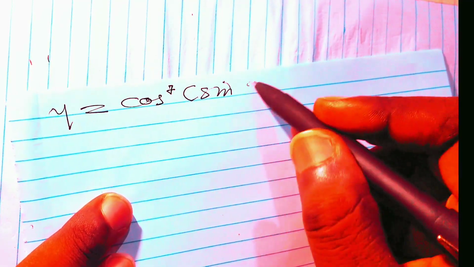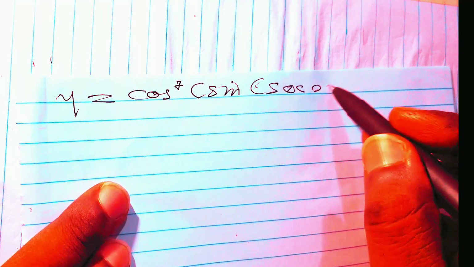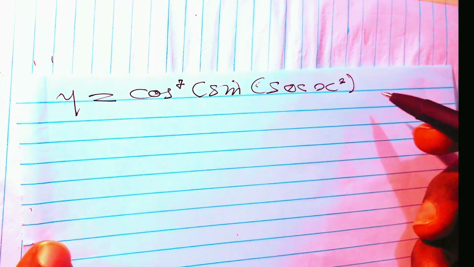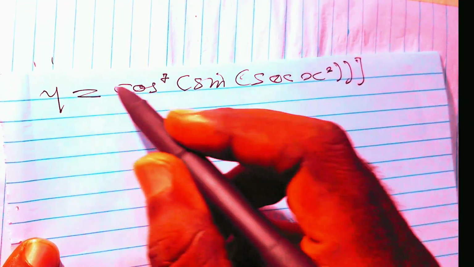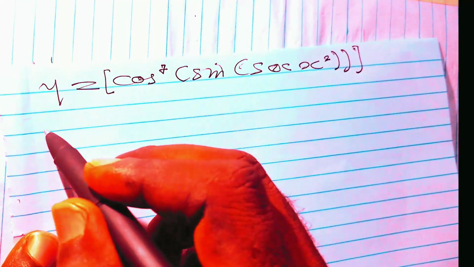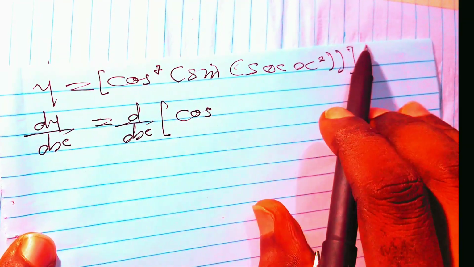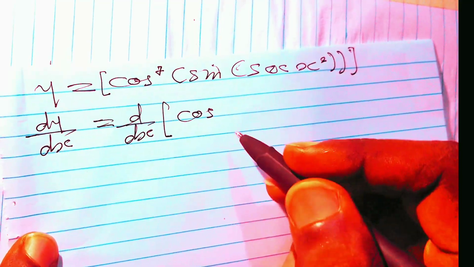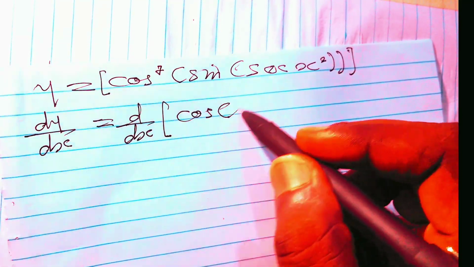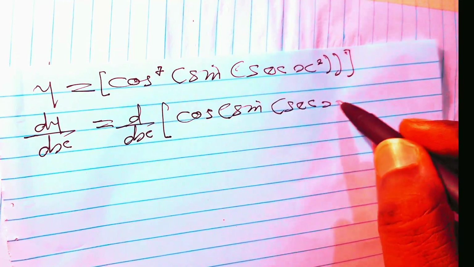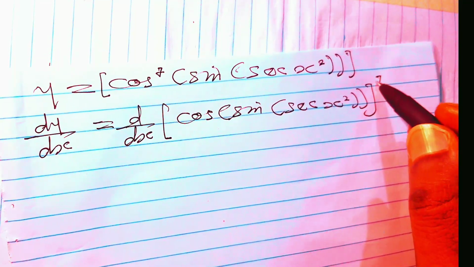The second question is y equals cos raised to the power of 7 bracket sine and then bracket sec x raised to the power of 2, in the bigger bracket, just like we wrote the other time. Differentiating y with respect to x will be differentiating everything we have there. The 7 can be written outside to affect all the content of the bracket. So we have cos, in the bracket sine in the bracket sec x squared, raised to the power of 7.